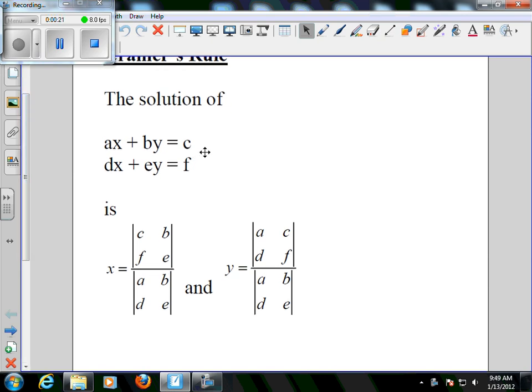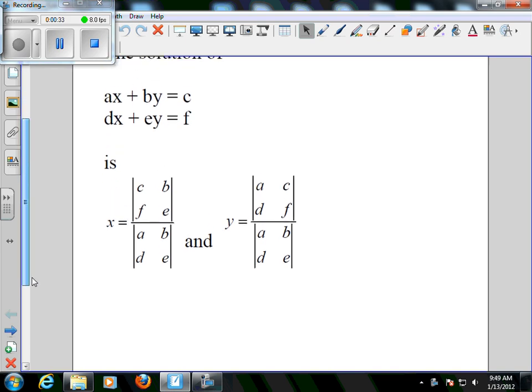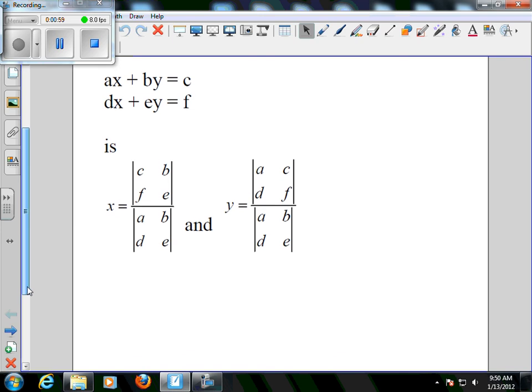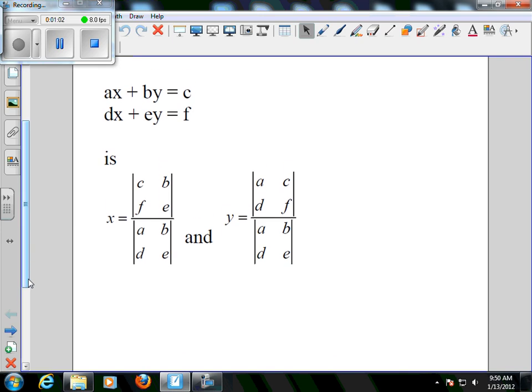So for instance, if you have a system that looks like this, ax plus by equals c, and dx plus ey equals f, the solution is given by these formulas. This is Cramer's rule. You are going to take the determinant of the matrix C, B, F, E over the determinant of A, B, D, E, and that will be our solution for x. To find y, we would take the determinant of the matrix A, C, D, F divided by the determinant of the matrix A, B, D, E. And this will make a lot more sense when we actually try a problem.